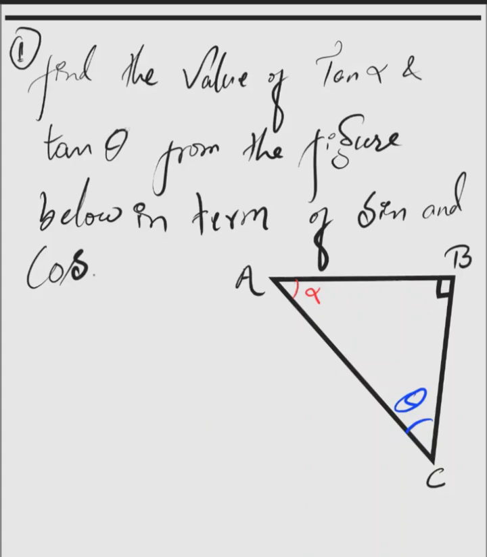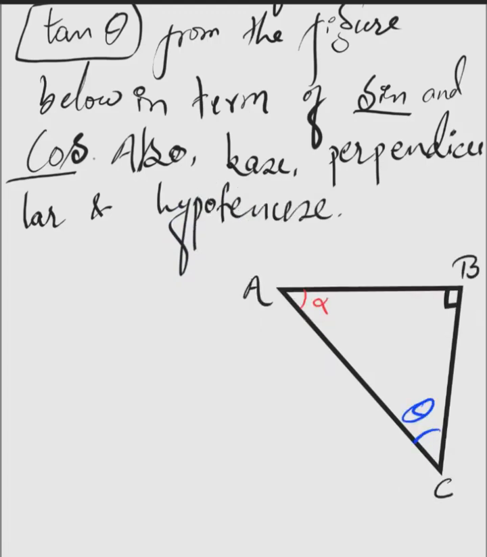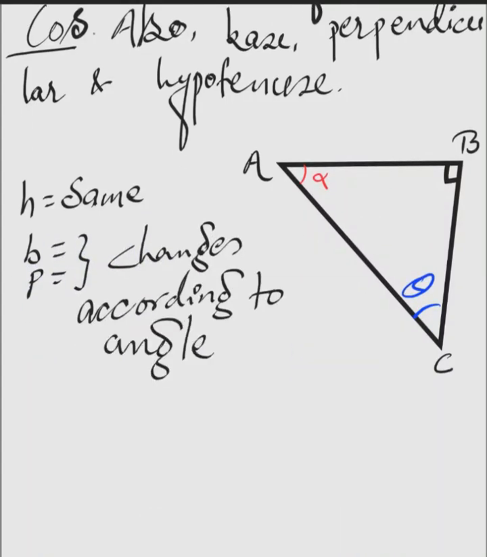Now let's understand the technique through this question. See the question carefully. Find the value of tan alpha and tan theta from the figure below in terms of sine and cos. Also find base, perpendicular and hypotenuse. Let's find out which side is P, which side is B and which side is H for this triangle relative to the angle. So hypotenuse is the same, but B and P, these two change according to the angle. So let's calculate which is H, which is P and which is B.